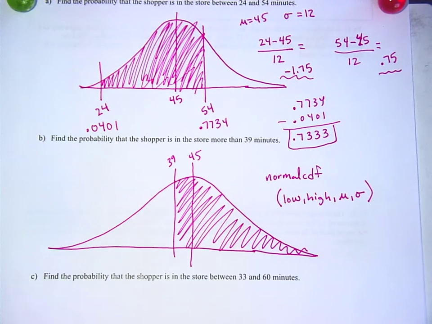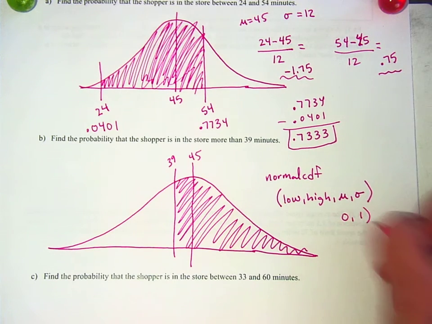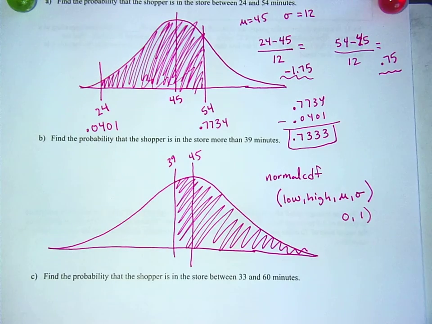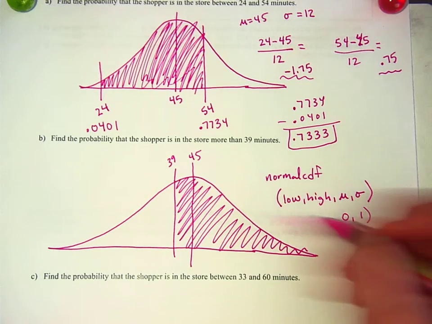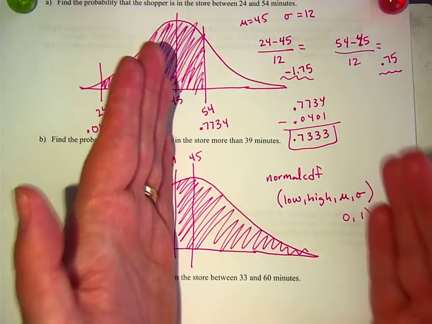Now, if it's a story problem, you have a mean and a standard deviation. If you're finding the area between z-scores, so if you're specifically using z-scores, you'd put a 0 and a 1 here, because the mean of a bell curve is 0 and the standard deviation is 1. But in this case, we're going to use the actual numbers. So what we're going to do is we're going to start with 39.